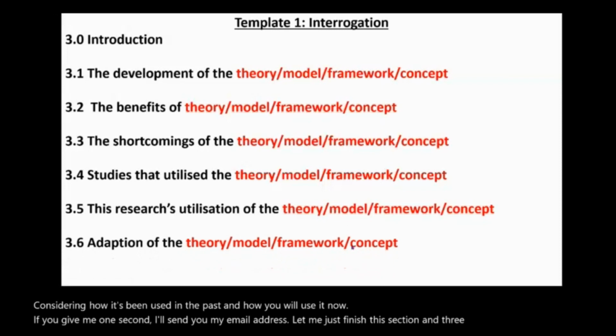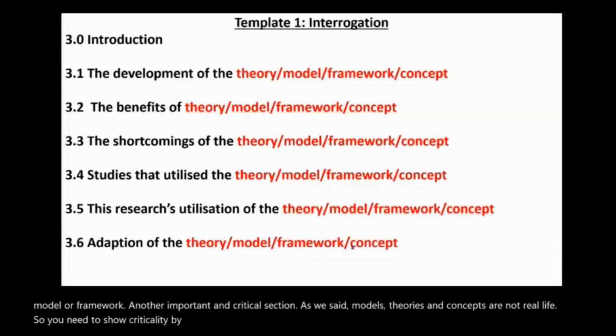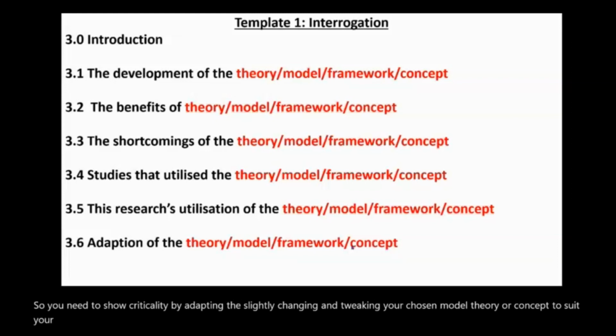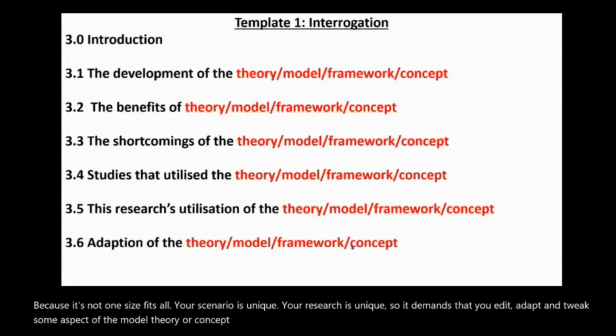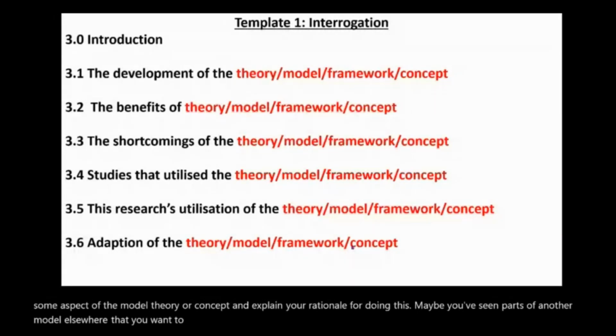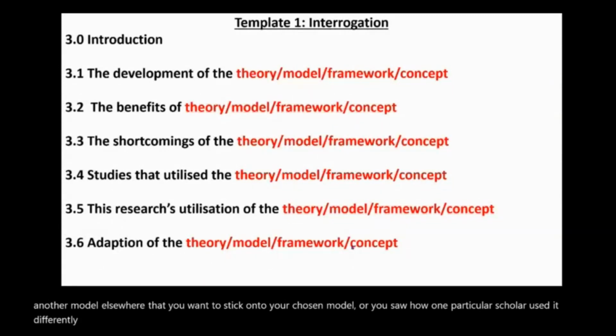And 3.6, the adaptation of the theory, model, or framework, another important and critical section. As we said, models, theories, and concepts are not real life. So you need to show criticality by adapting and slightly changing and tweaking your chosen model, theory, or concept to suit your specific needs. Because it's not one size fits all. Your scenario is unique. Your research is unique. So it demands that you edit, adapt, and tweak some aspect of the model, theory, or concept and explain your rationale for doing this. Maybe you've seen parts of another model elsewhere that you want to stick onto your chosen model. Or you saw how one particular scholar used it differently and you want to use the model like him or her.